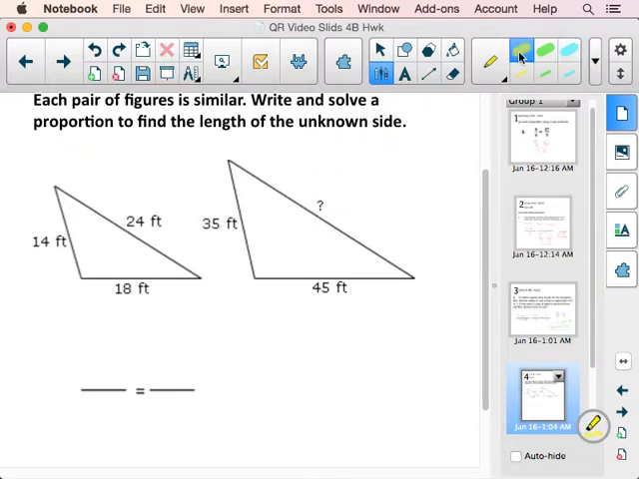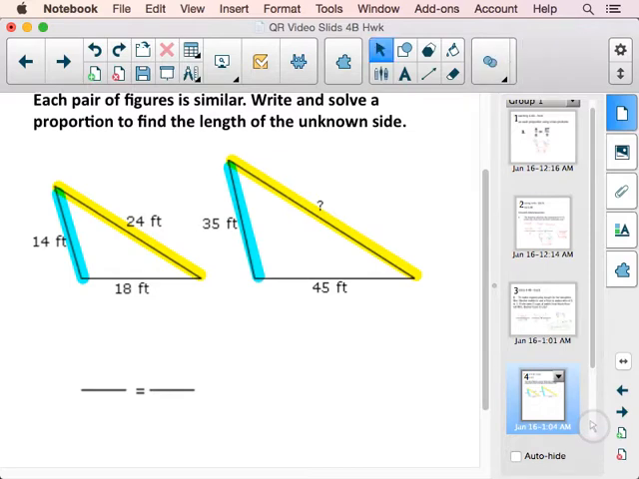And I know in this case I have to use this 24 because it corresponds to the unknown side that they're asking me about. So those two I'm going to put in the same color. I'm going to pick another color to use for any other pair of corresponding sides where I know all the measurements. So I'm going to go with this left side. 14 corresponds with 35. If I'd chosen the bottom, I should still get the same answer, but we only need 2 pairs. And then I'm going to set up a ratio.